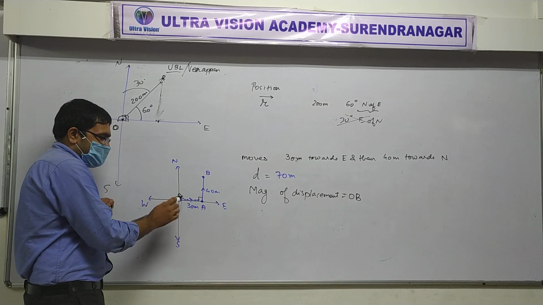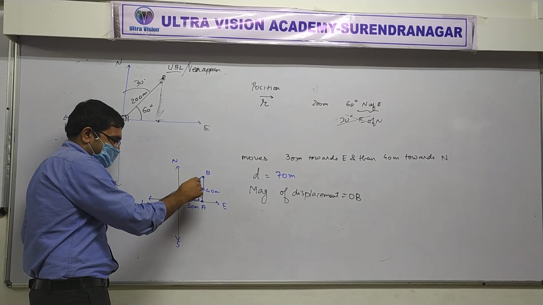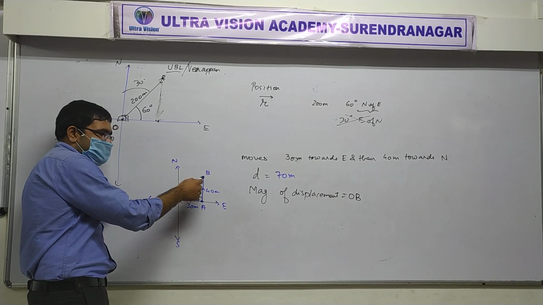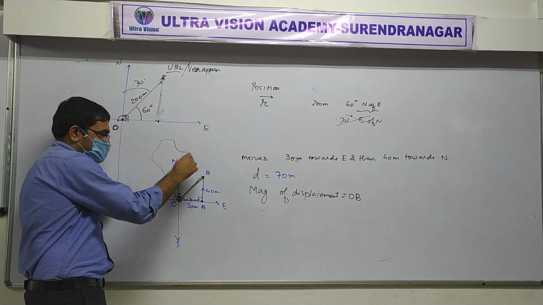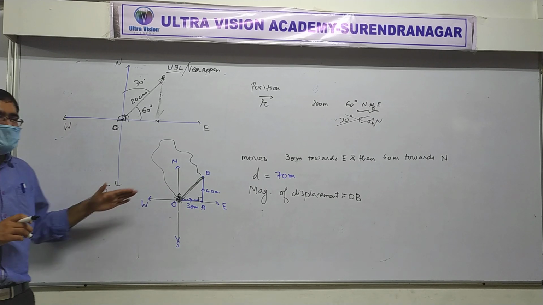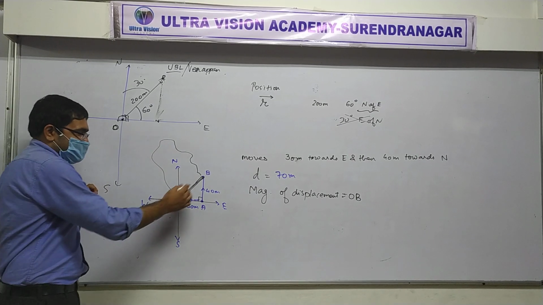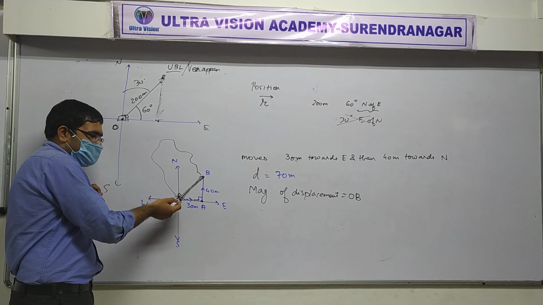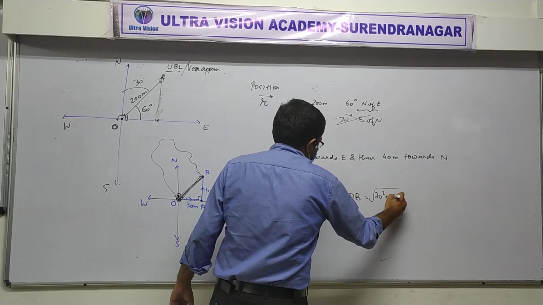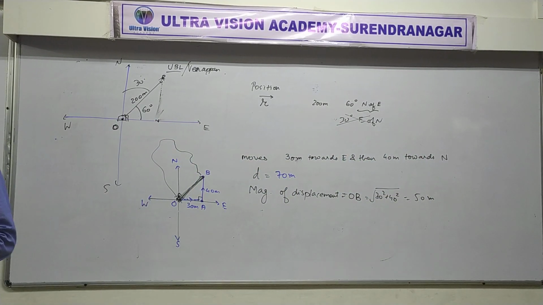But what did I tell you? Magnitude of displacement is the shortest distance between initial point and final point. So I hope you realize this is the shortest distance between O and B. This is not shortest. The shortest distance between O and B is always a straight line. How much is this? Hypotenuse. So how much would be that hypotenuse? Under root 30 square plus 40 square. That is nothing but 50.